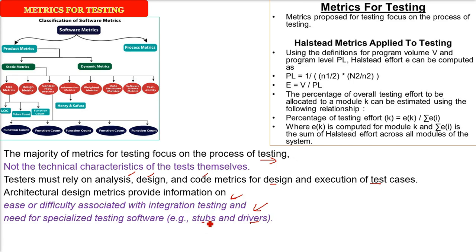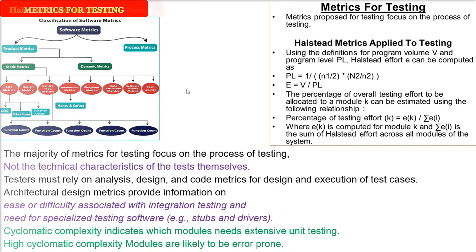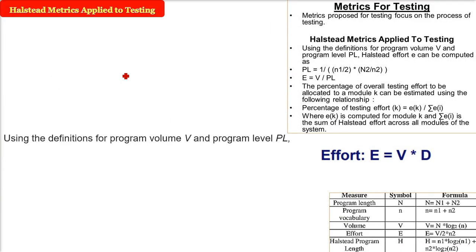Along with this, the architectural design metrics give certain more things. The cyclomatic complexity also will tell you how much extensive unit testing you have to do. If you have high cyclomatic complexity, likely the module is error prone. So using the definition of the program volume and program level, we have already seen about Halstead metrics.